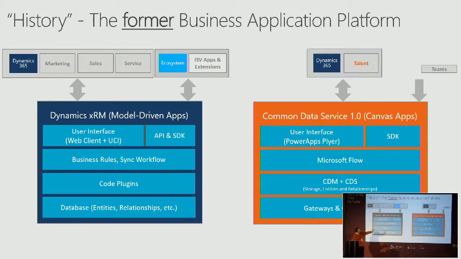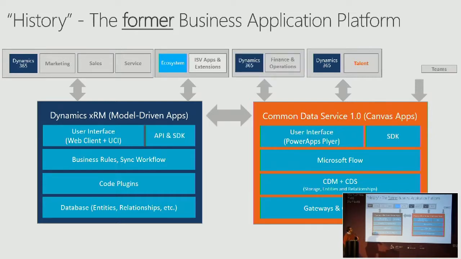Then suddenly about 2016, 2017, we introduced something new. That was last year, Talent. That was a new solution. And Talent was sitting on a totally different database, the Common Data Service. So we suddenly had two databases. But it wasn't only Talent in there, it was also Power Apps. And then we had our ERP system.